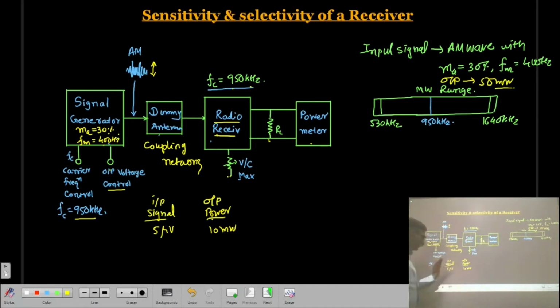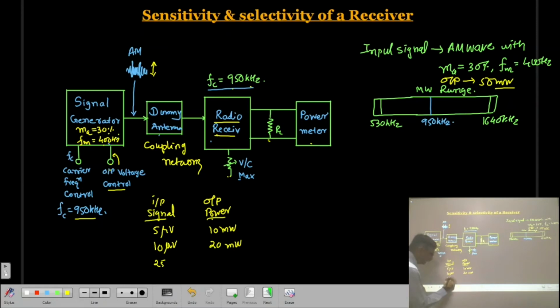Correct? So, the 5 microvolt is not sufficient to produce the 50 milliwatt output. So, now we have to increase the input signal. Let us say we make it 10 microvolt. By changing the position of this knob, we can increase this to 10 microvolt. Let us say this produces 20 milliwatt. This is also not sufficient.